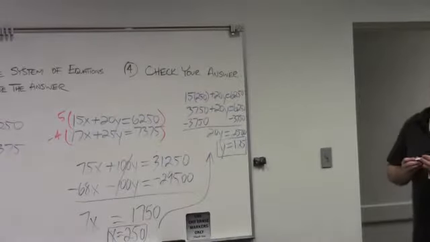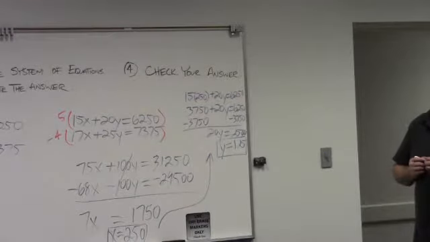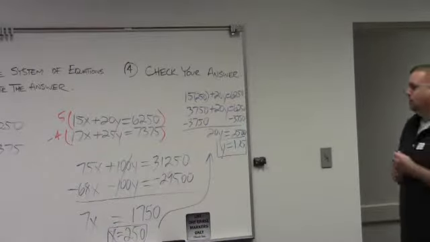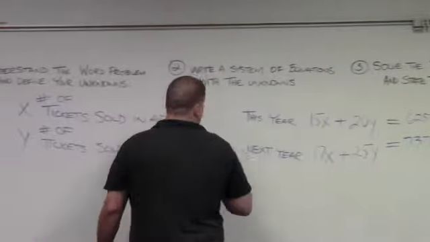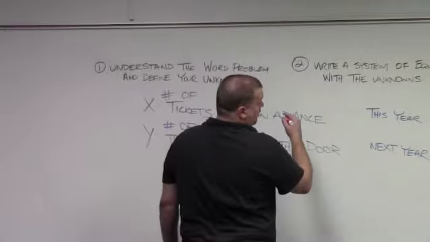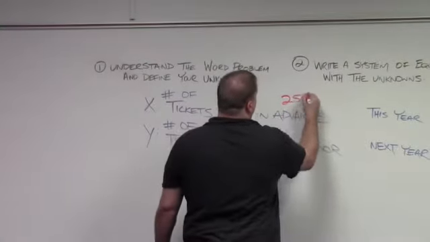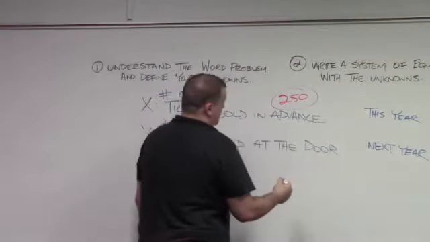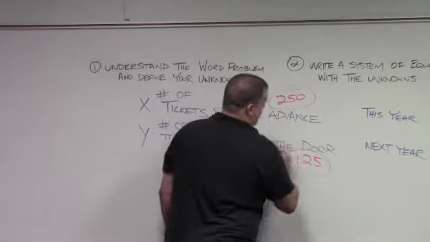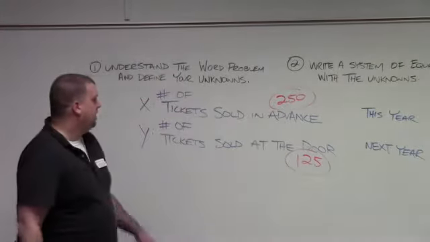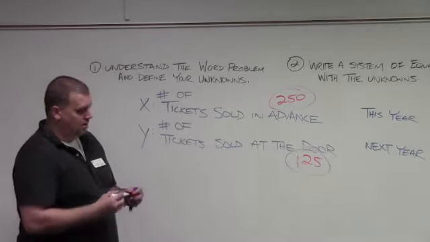Let's get the checks out. That will work out, I promise. And also I ran out of room. But if you would put those in place, the number of tickets in advance was 250, and the number of tickets at the door was 125. So make sure as you're putting your answer, that's what you're looking for.